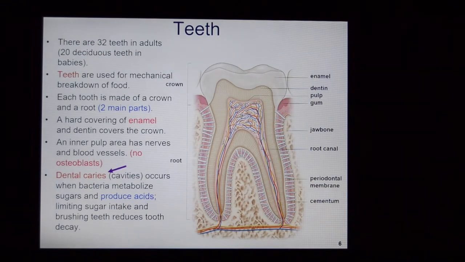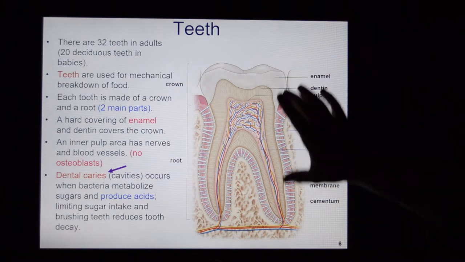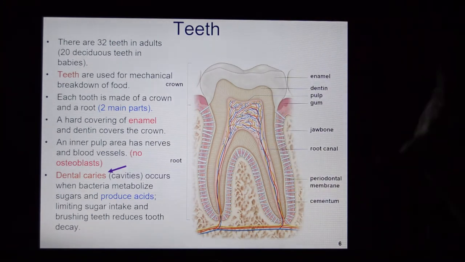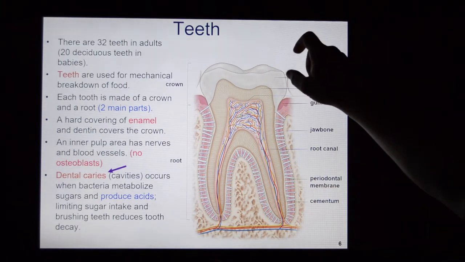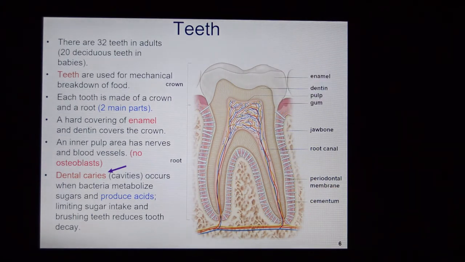All right, teeth. You have, give or take, 32 teeth in adults, 20 deciduous teeth in youth, you might say. The teeth have two parts, a crown and a root. Teeth are made of, the top surface at least, is made of a covering called enamel, and tooth enamel is the hardest substance made by the body. Now, there's a lot to talk about here, let me first talk about dental caries, and then we'll talk about the rest of this.